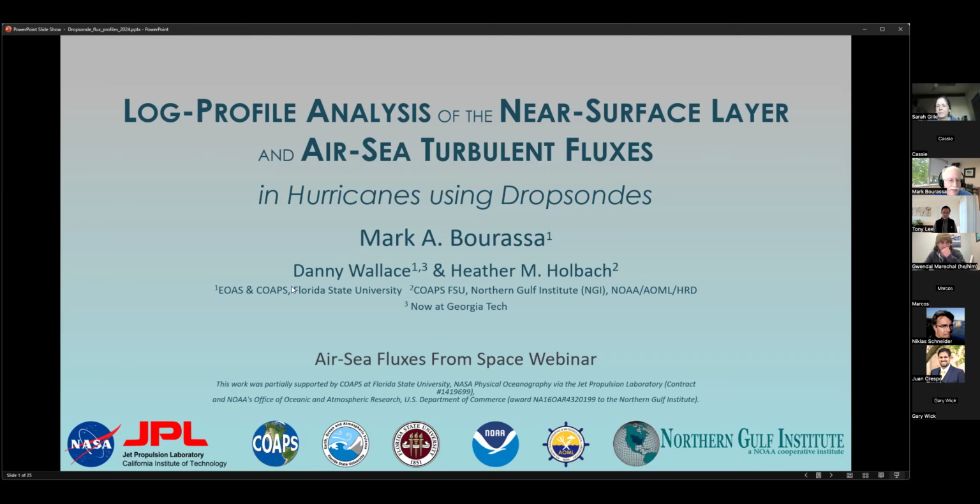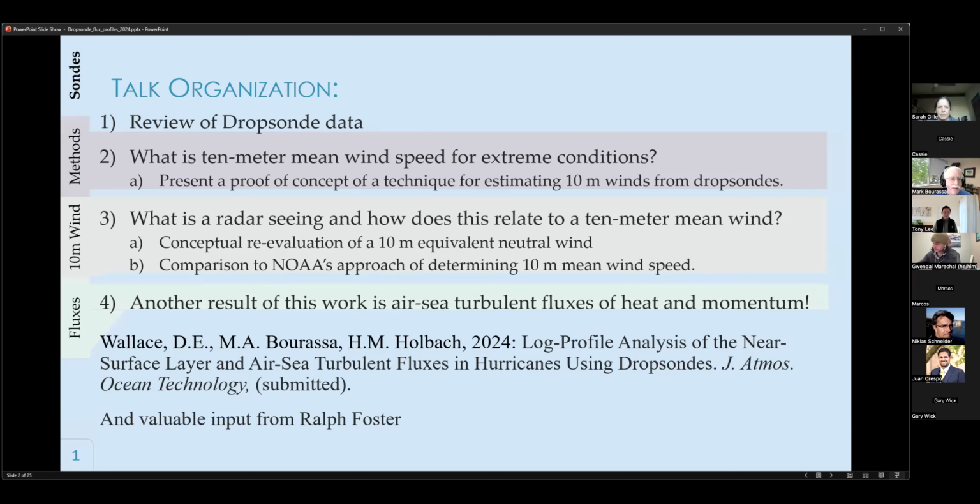Thank you. And this time the weather's good, so it should work. This is work that was done by a graduate student, Danny Wallace, under the supervision of myself and Heather Hobach. We'll be talking about using log profile analyses of dropsonde data in hurricane conditions to estimate fluxes under hurricanes.